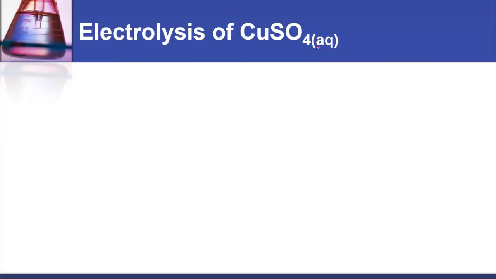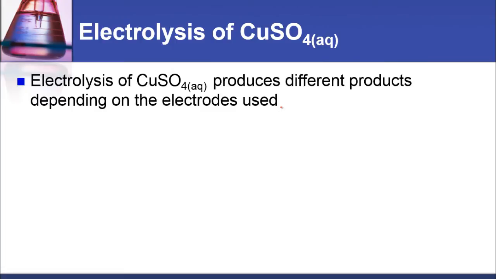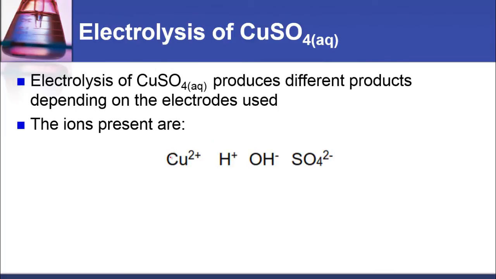Right. The last one is electrolysis of copper sulfate, CuSO4. Now, when we look at this example, we have to look at the different electrodes we can use. So we'll start by looking at the ions. We have Cu2+, H+, OH-, and the sulfate ion SO4 2-. So these are the ions we have in solution.